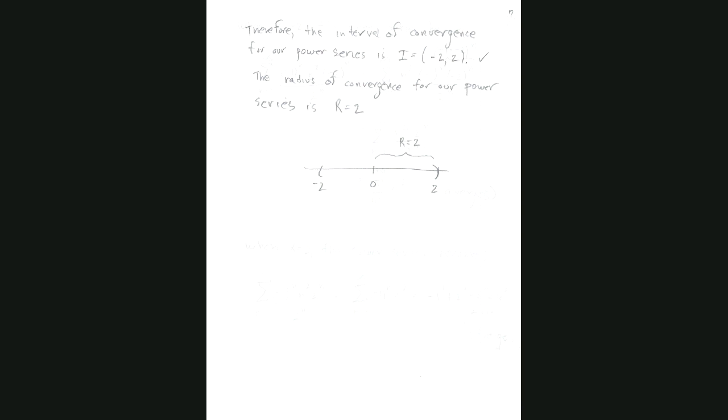Okay, so therefore our interval of convergence for the power series is the open interval from -2 to 2. The radius of convergence for the power series is r equals 2. To get the radius, you take your interval from -2 to 2 and cut it in half, and that gives you your radius of convergence.